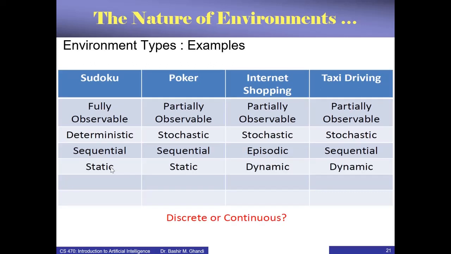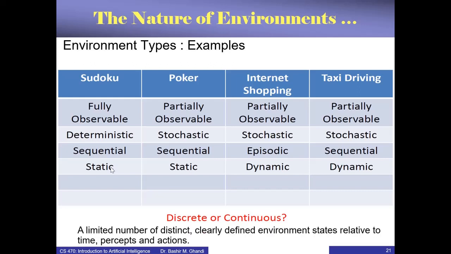All right, the next dimension is discrete versus continuous. So again, let's remind ourselves of the definition. If an environment consists of a limited number of distinct, clearly defined environment states, relative to time, the percepts, and the actions, then the environment is said to be discrete. Otherwise, it is continuous.